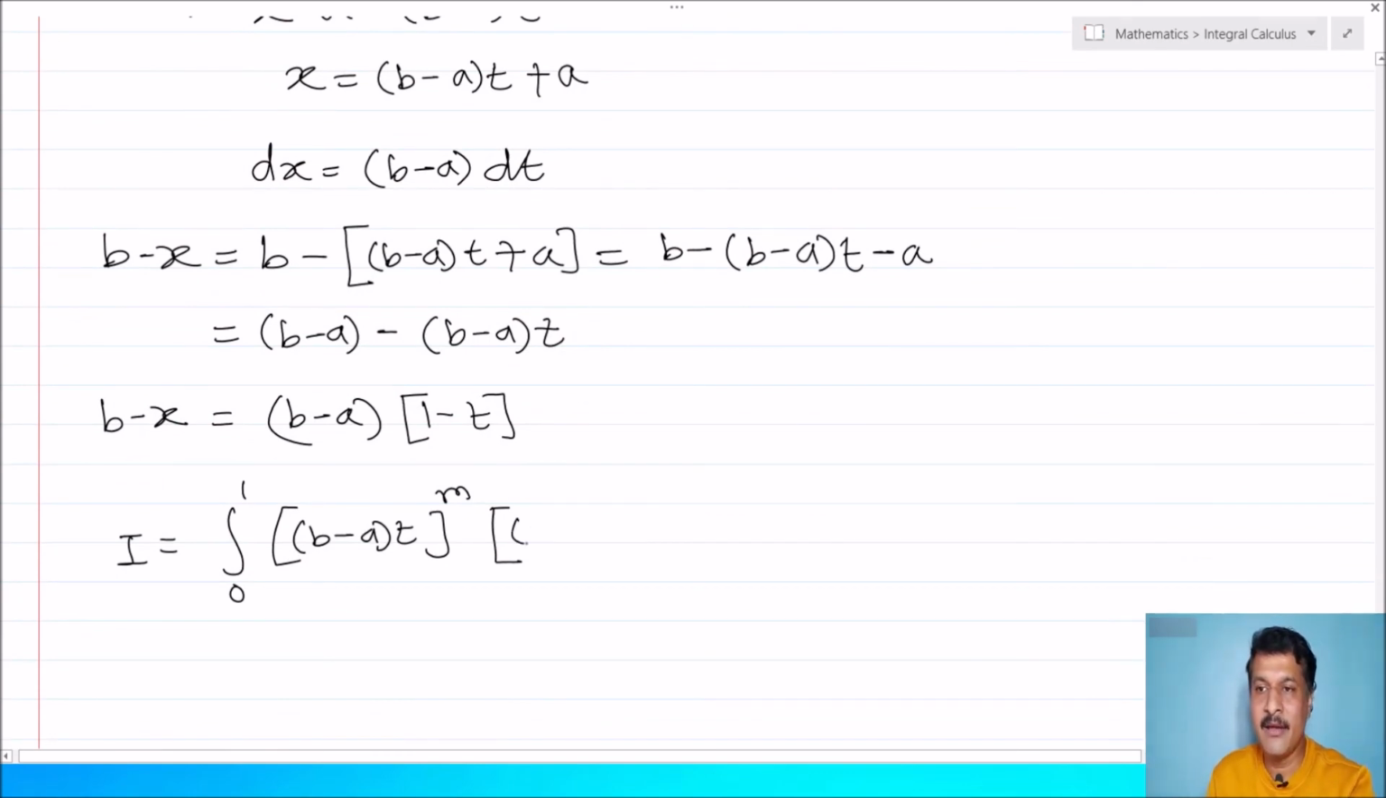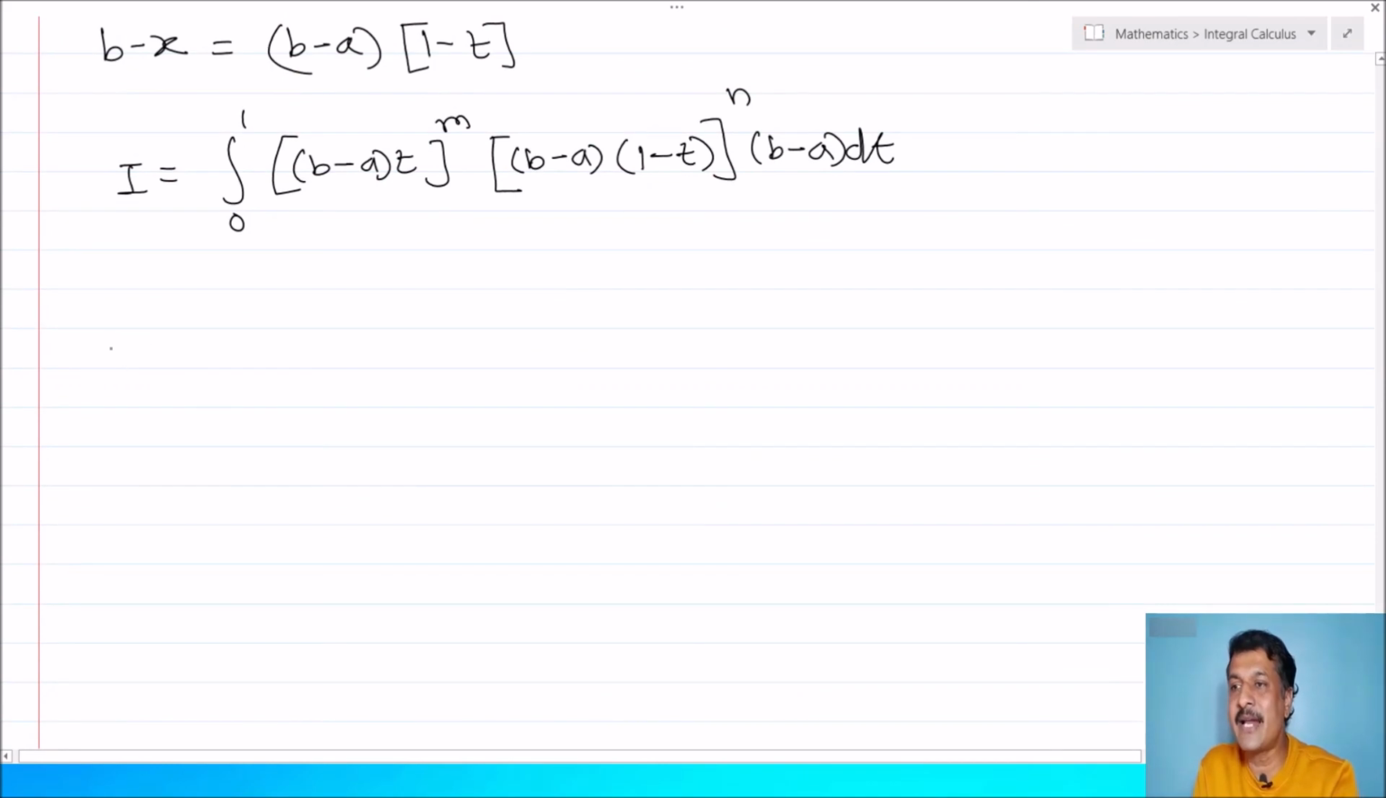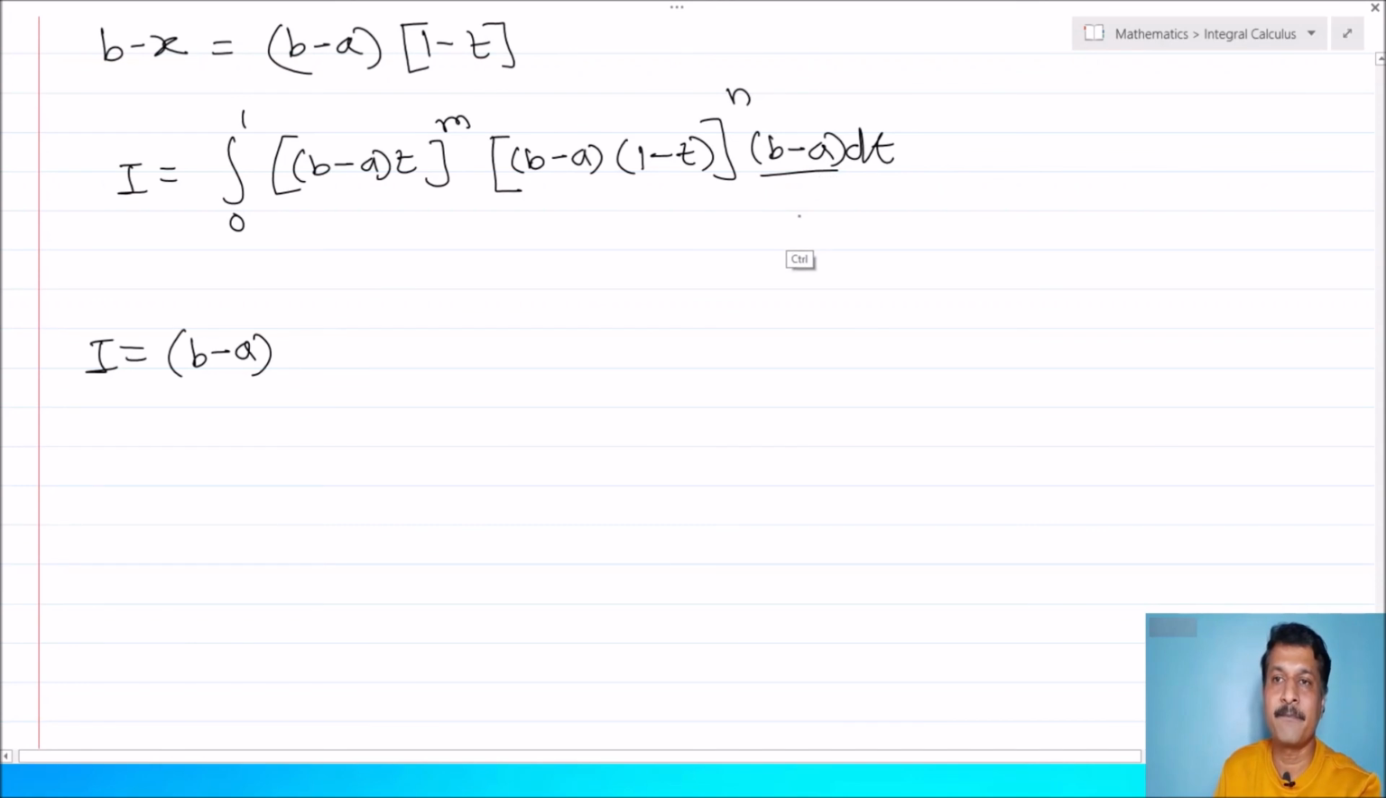So it will be (b minus a) into (1 minus t) raised to n and dx, it is (b minus a) into dt. So simplify it, taking constant terms outside. So I am getting here I equal to b minus a. So what is the power? Here I am getting power m, here I am getting power n, and one more b minus a, and therefore b minus a raised to m plus n plus 1.